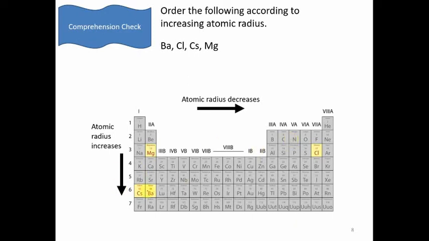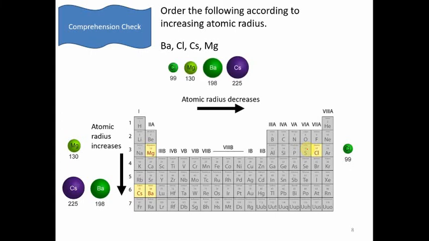We see that cesium is to the left of barium, and so it should be larger. Barium is below magnesium, and so it should be larger. And magnesium is to the left of chlorine, and so it should be larger. These values here you can find on the ebook, but you are not expected to know them. What you're expected to know rather are the general trends. And so then we can put them in ranked order.